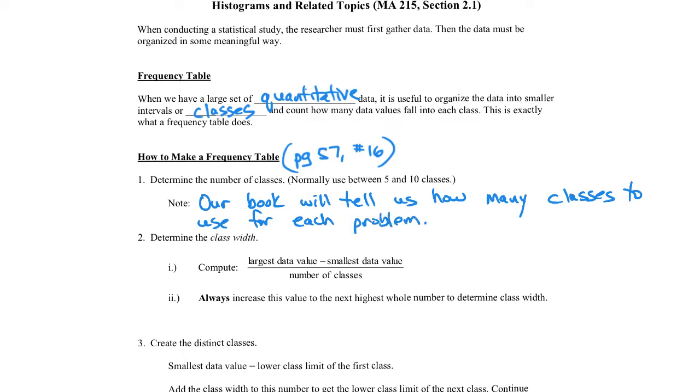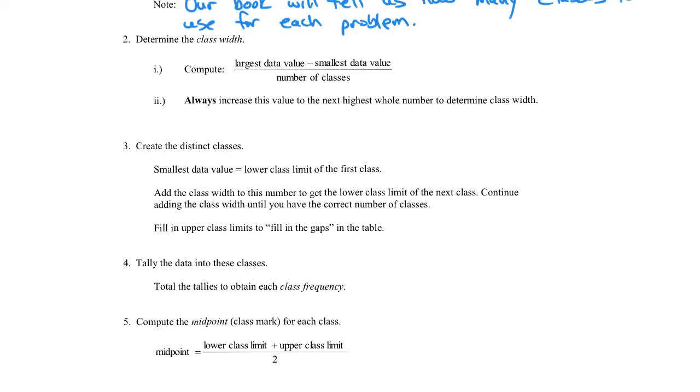Okay, so that'll always be the case. We never have to calculate anything. They'll always tell us how many classes to use. So once we know how many classes, we have to determine what's called the class width. And there's a little formula here for it. So we have to compute the largest data value minus the smallest data value over the number of classes.